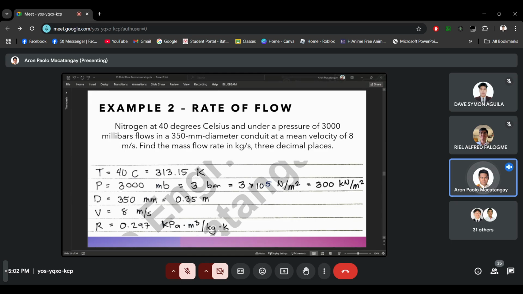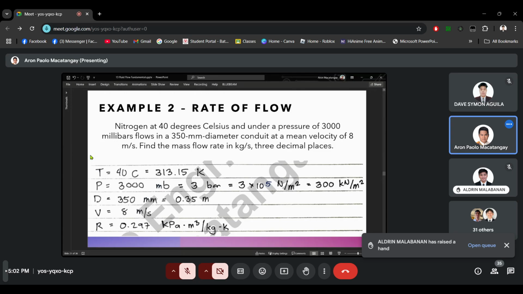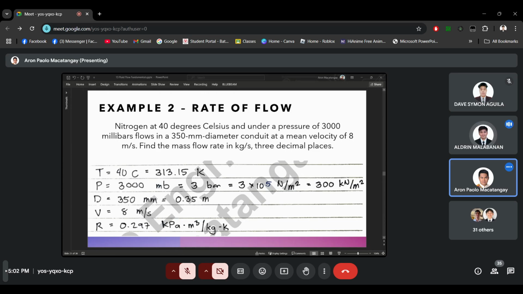Oops. Anyone, po, nakalimutan na ata ang ideal gas law? Aldrin. Sir, ano po? Kukunin po yung volume po. Gamit po ang PV = mRT.